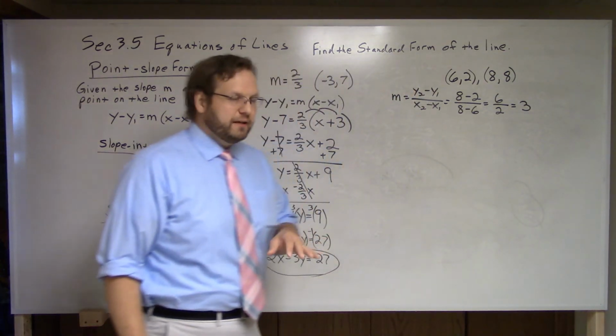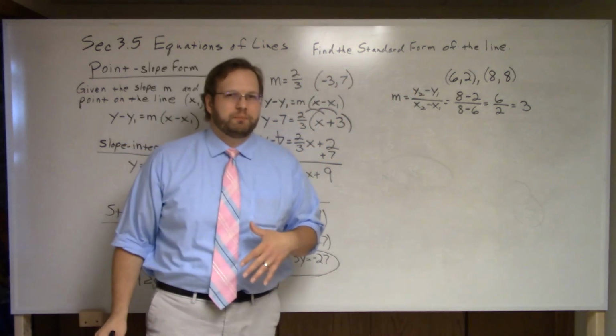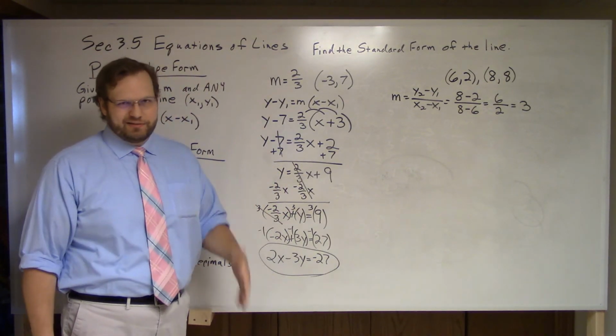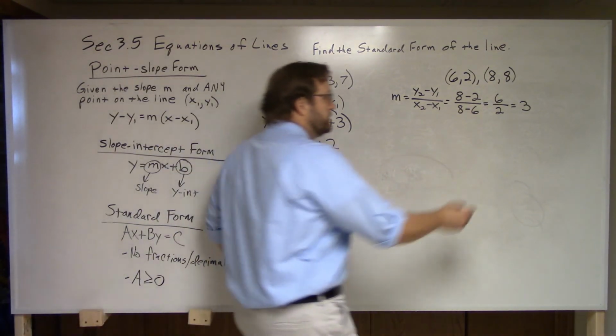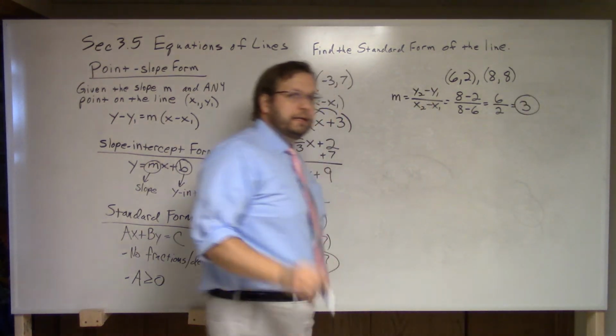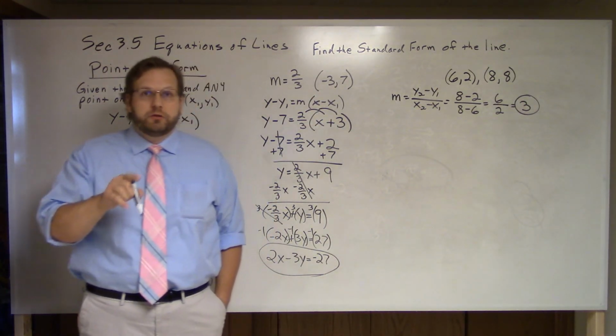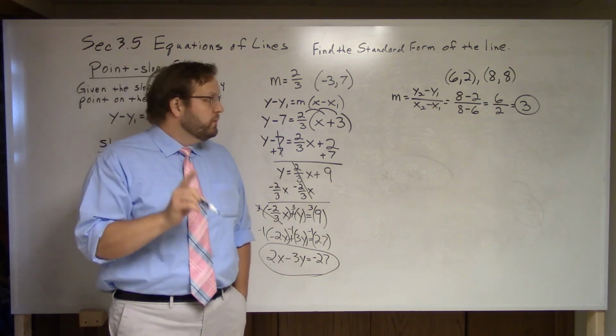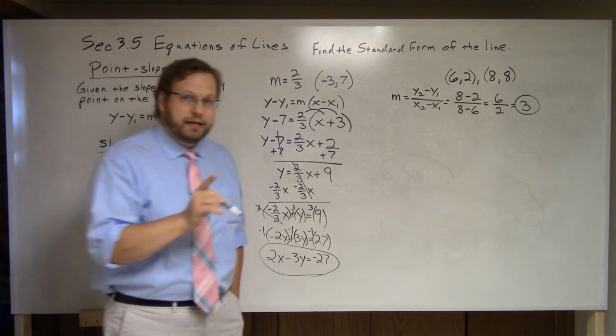If I was graphing, you might want to write it as a 3 over 1 because then you see the rise and run. But since we're just going right into equations, honestly, I would just leave it as a 3. So here's your slope. Okay, now we are going to jump into point slope form. Point slope form requires any point and the slope.